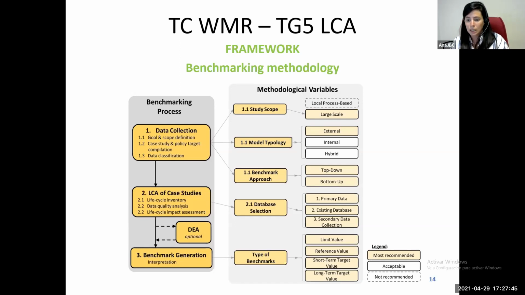And finally, in the third step, we have to select the type of benchmarks that we want to define. There are different types: limit value, reference value, short-term and long-term targets. We found this in a recently released ISO standard, but Tom will talk a bit more about them later on. But this is the final picture of the methodology that we've been working on defining through the literature review. Okay, I just wanted to show it to you.